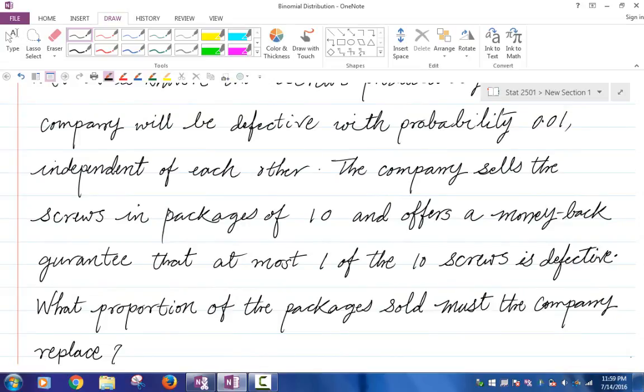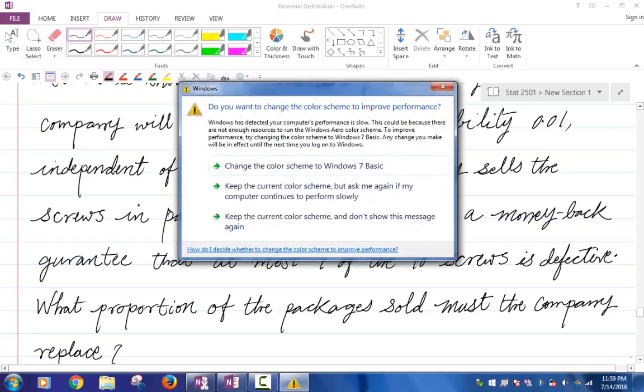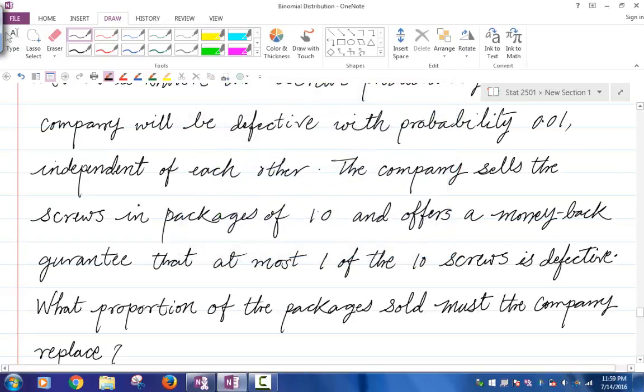So go ahead and pause and read the question a couple of times, and make sure that you understand what this statement is telling us. So what are we trying to find? We are trying to find the proportion of the packages sold. So what proportion of the packages sold must the company replace?